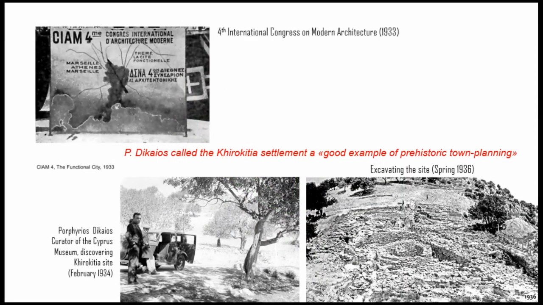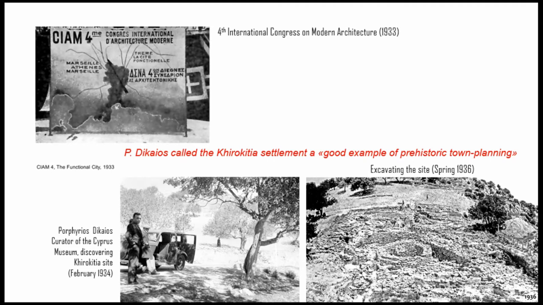Oh, it's really slow. So back in 1933, a boat left Marseille in France with many important architects, art historians, and artists with destination Athens. On their trip, they made some stops in Malta, in a few Aegean islands, and in Cyprus. Before going to Athens to compile what was to become the very famous guidelines for town planning produced at the fourth International Congress of Modern Architecture, they passed by Cyprus and Choirokitia.